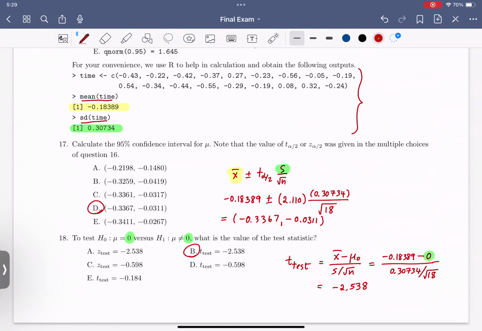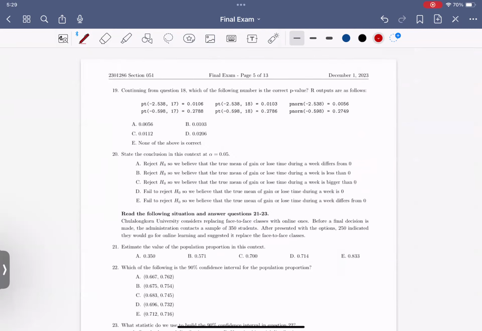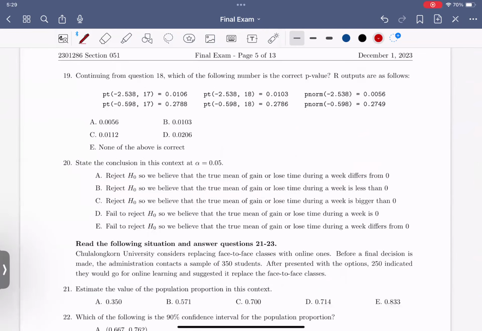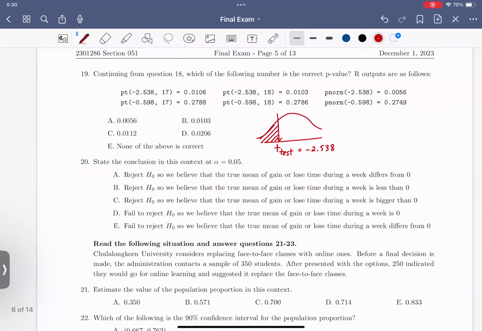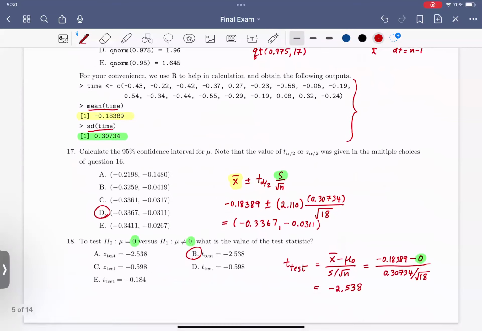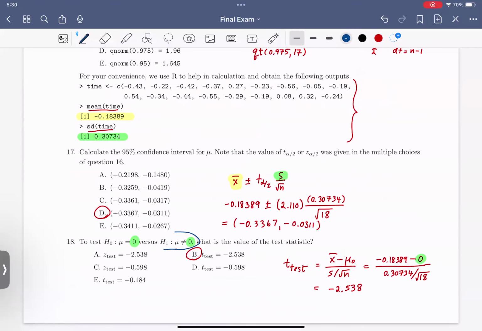All right, next one, question 19. Continuing from question 18, what is going to be the correct p-value? So here, the t-test statistic that you get is minus 2.538. So you actually need the area under the curve on the left here. But this time H1 is a two-sided test, because you do the not equal to side.